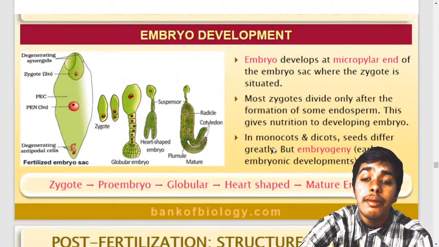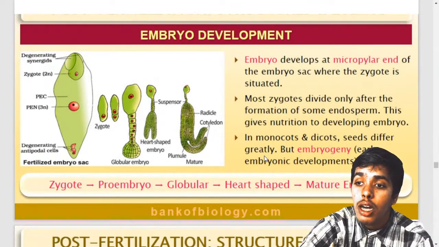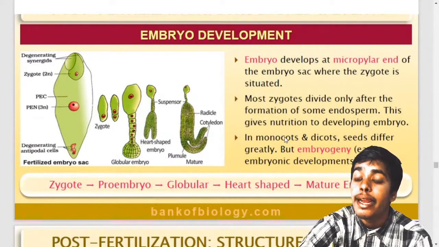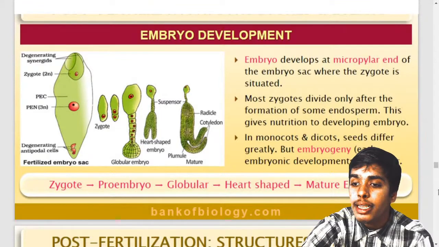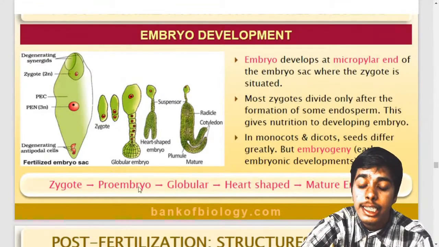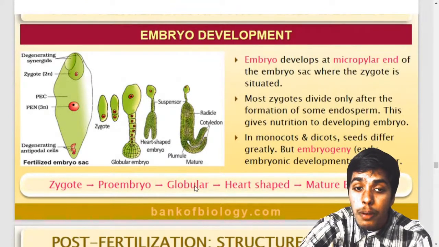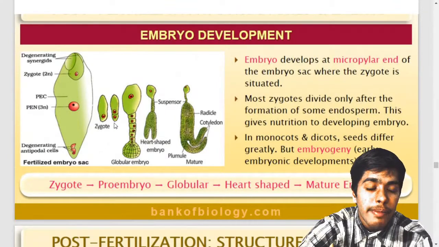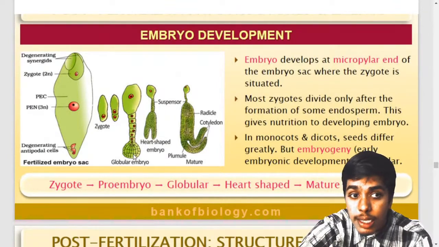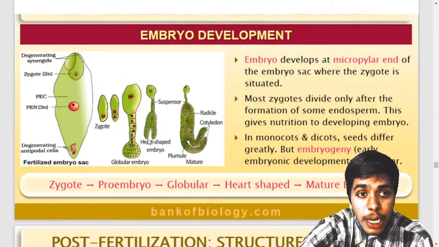Endosperm. In monocots and dicots, seeds differ greatly. But embryogeny, that means early embryonic development, is similar. Look here, these are the steps: zygote, pro-embryo, globular, heart-shaped embryo, and mature embryo. This is the zygote, this is the pro-embryo, this is the globular, look, it is like a globe, and this is heart-shaped. This is the mature embryo.